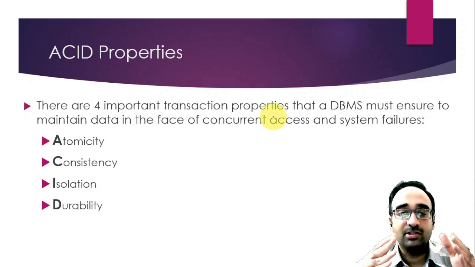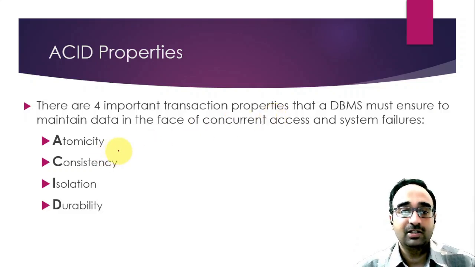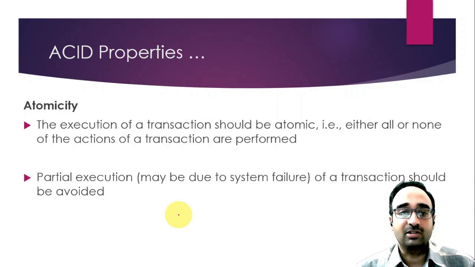Why these things need to be ensured is, if these things are not there, then there will be different problems which we will see in another video in the future. But for now we will see what are these 4 properties. So ACID refers to atomicity, consistency, isolation and durability. So let's start with atomicity.